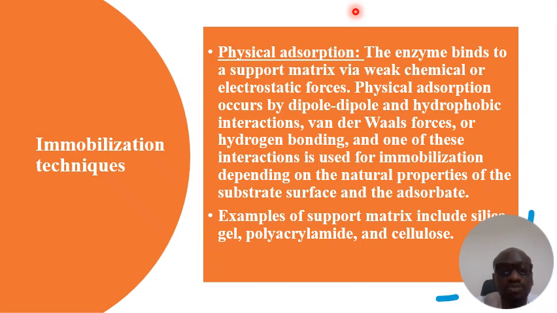Sometimes you can use some cellulose derivative also, Sephadex, and so on. It is simple and cost effective with no need for complex chemical or procedure. Some of the disadvantage of this process is the fact that it has a weak binding, so enzymes can easily detach themselves due to changes in pH or temperature or ionic strength. So enzyme can easily detach itself, so this reduces the activity because of the weak binding.